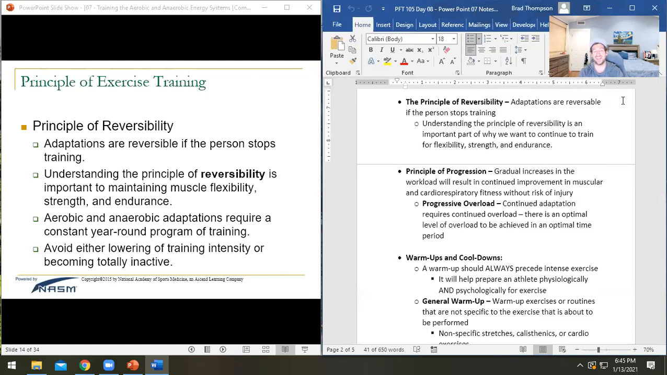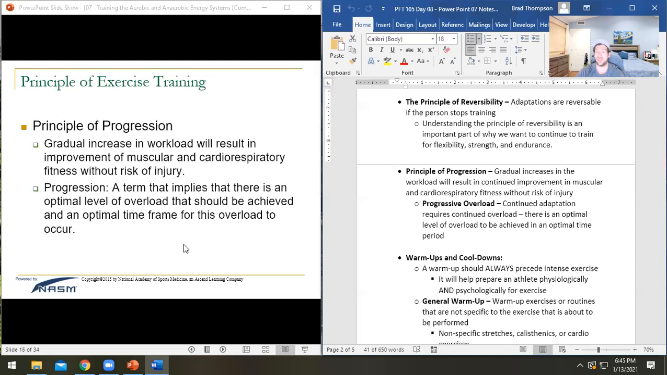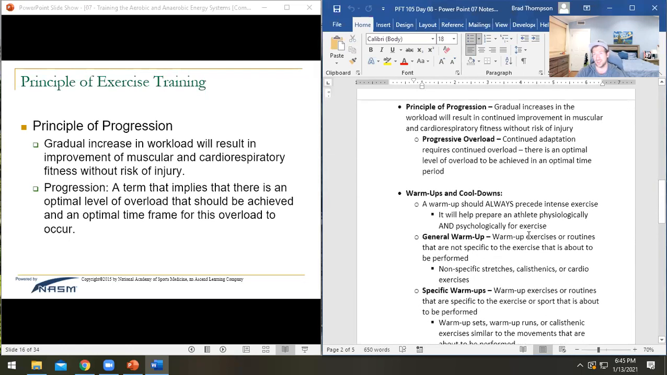So understanding that your flexibility, your strength, your endurance, all those things can be reversed. That's why we want to make sure that we are continually training year round without really ever becoming inactive. But even just being a little bit active really does go a long way. Aside from neuromuscular skills, supporting your cardiorespiratory system with cellular responses, keeping those enzymes alive so that you develop that aerobic capacity, is going to be a big part of training effective athletes. And so we need to remember that anything that can be gained can obviously be lost.